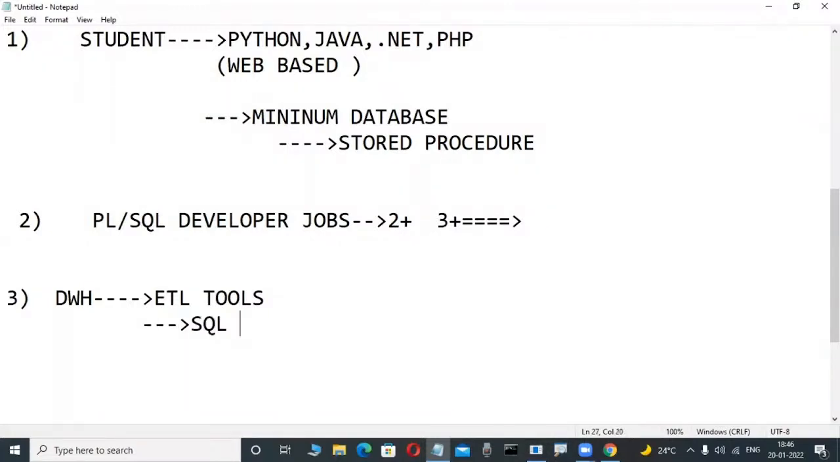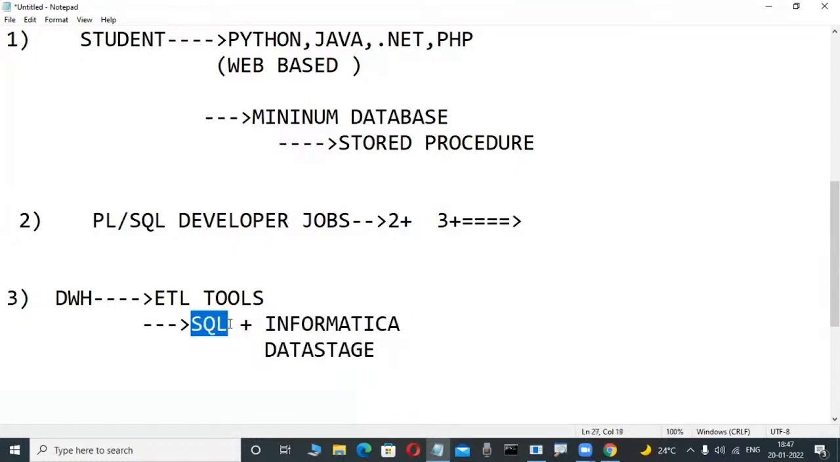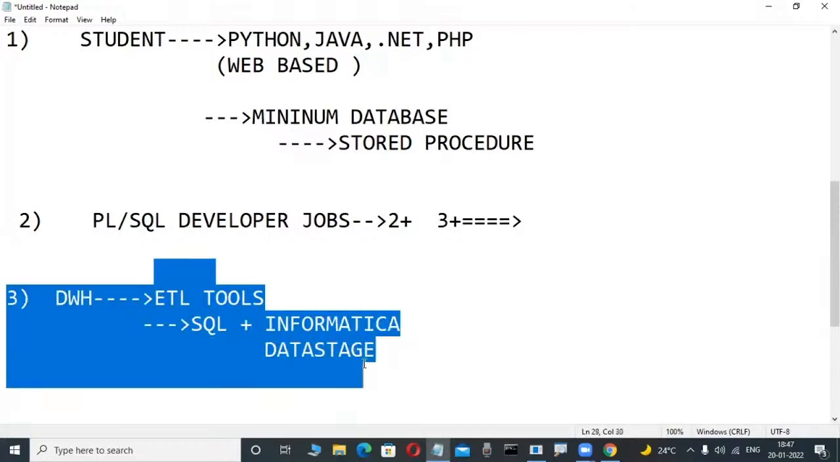They have SQL knowledge, and then they are learning tools in institutes also. Informatica is a very popular tool. Again, there is an ETL tool, DataStage, which is also popular, and Talend is another tool. These ETL tools have a graphical user interface. Minimum knowledge of SQL is required for learning them. That's why they are learning these courses, for job purposes also.